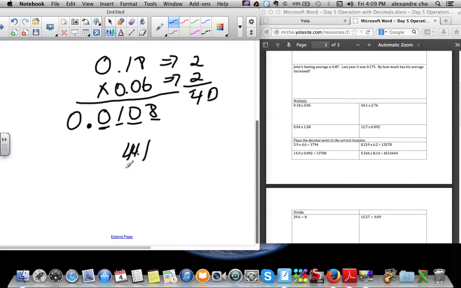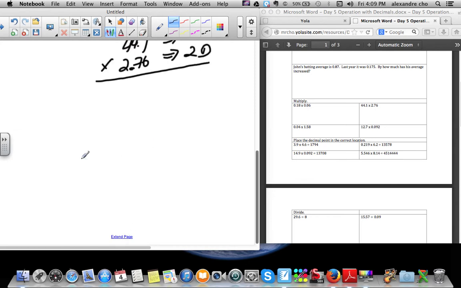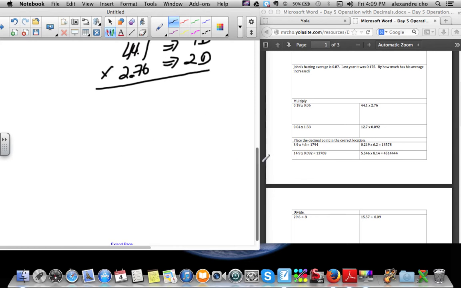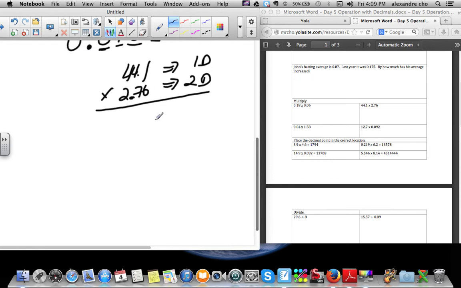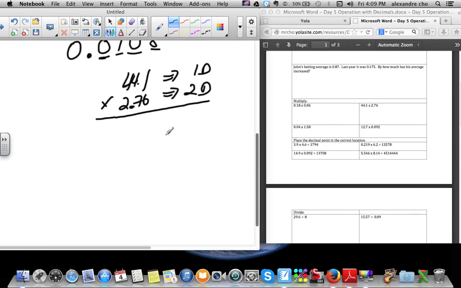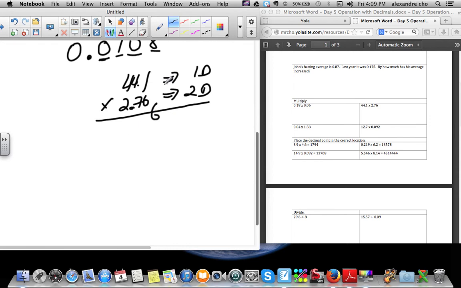4.1 times 2.76. Okay, again, we're practicing decimal place value. This one has 1 decimal place value. This one has 2 decimal place values. Okay, so let's multiply, and you get, let's see, 6. 6 times 1 is 6, I think. All right, so let's.